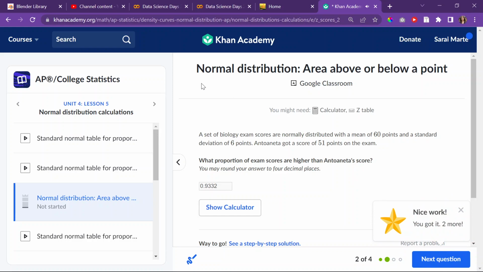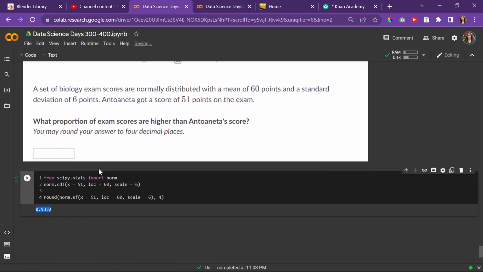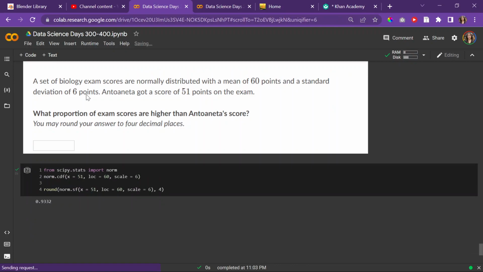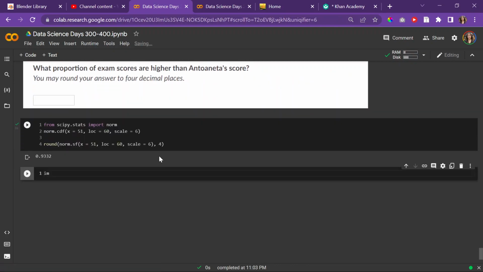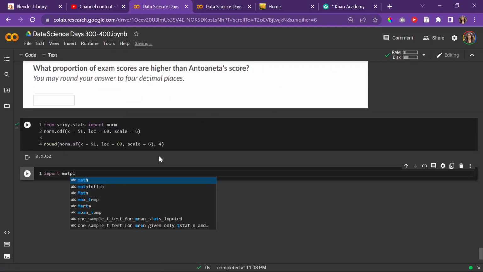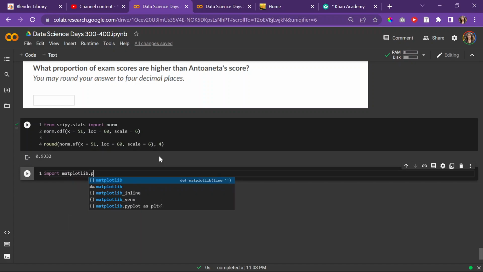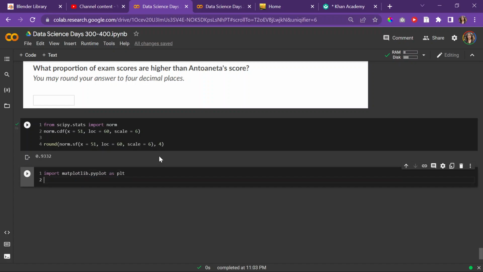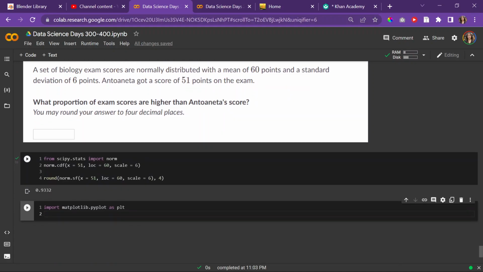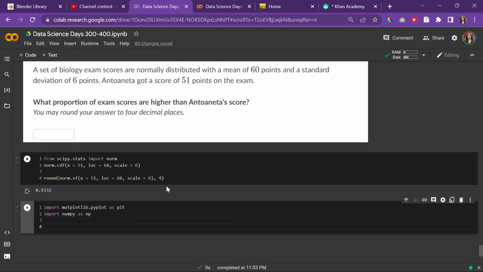Yeah, so now that that's the answer, I want to further extend and show you a visual presentation of what I'm actually calculating. For this, I'll import matplotlib, because I'm going to make a graph so that I can clearly see the area or the proportion that I'm trying to get here. I'll do numpy as np. I'll have to plot x values and y values.